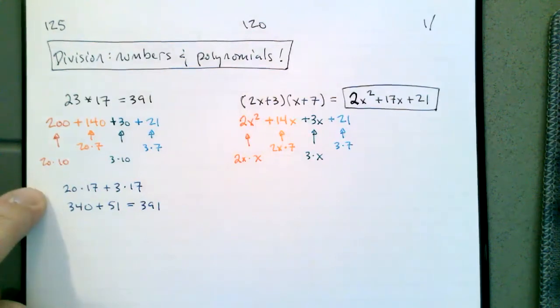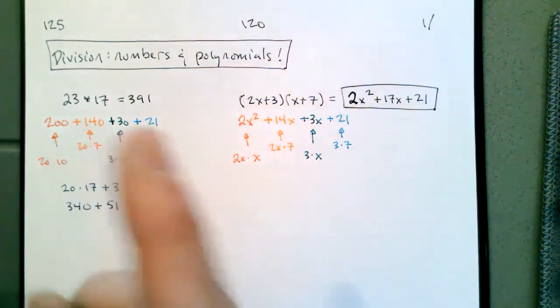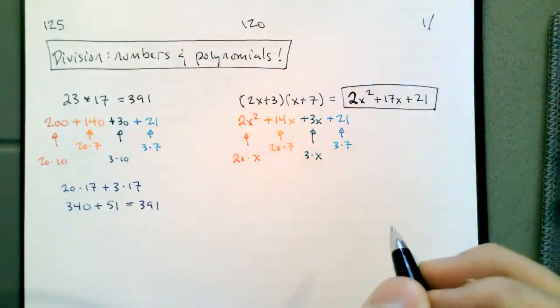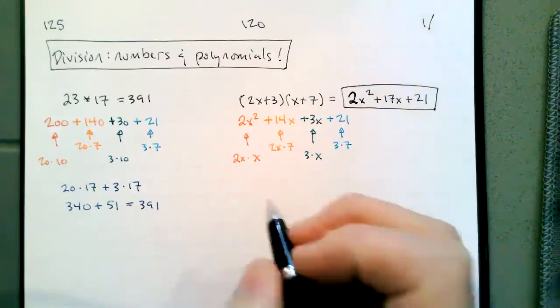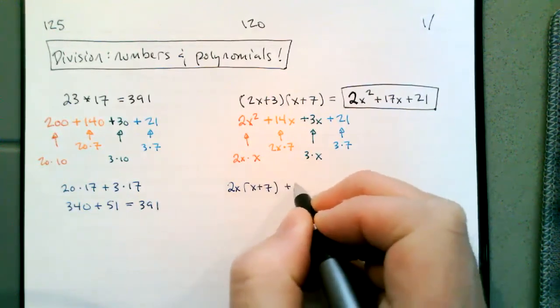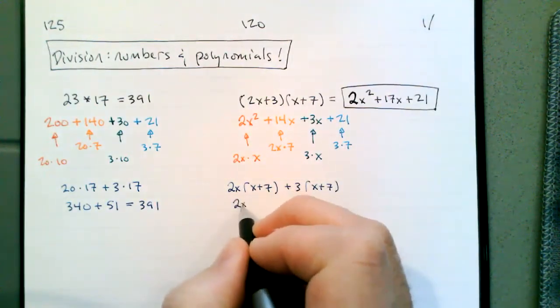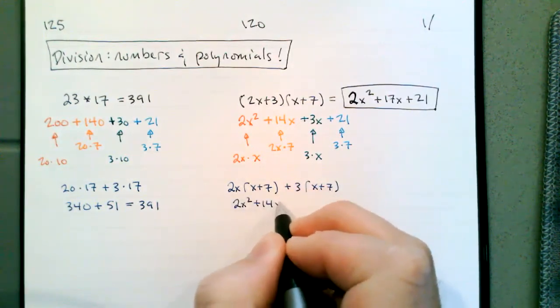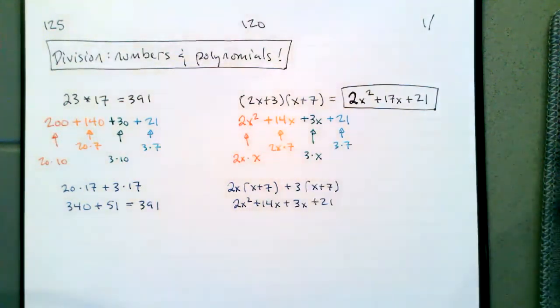Note that this same thing down here is part of building up this multiplication. I just did 20 times the 17, so I could write this 2x plus 3 times the x plus 7. I could write that as 2x times the x plus 7, and then I can just add the 3 times the x plus 7. This gives me the same 4 terms that we had before. 2x times x is 2x squared. 2x times 7 is 14x. 3 times x is 3x. And 3 times 7 is 21. Same 4 terms that we had when we did FOIL.